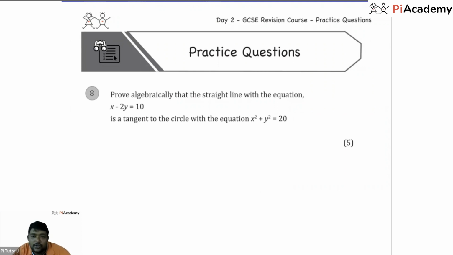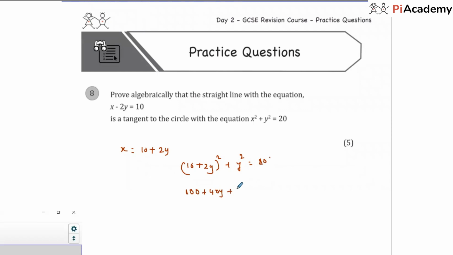Finished, sir. How did you prove that? So what I did is I took the 2y to the right hand side, so x equals 10 plus 2y. And then since we have the equation x squared plus y squared equals 20, I did 10 plus 2y whole squared plus y squared equals 20. By expanding that bracket, I got 100 plus 40y plus 4y squared plus y squared equals 20.